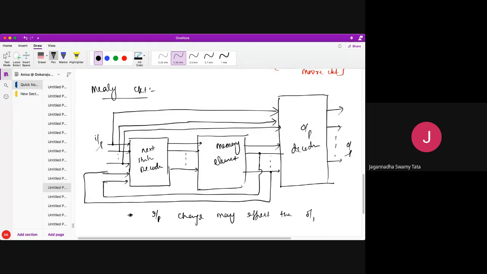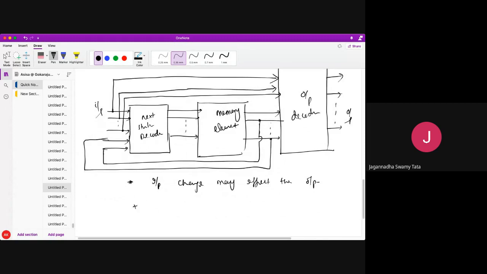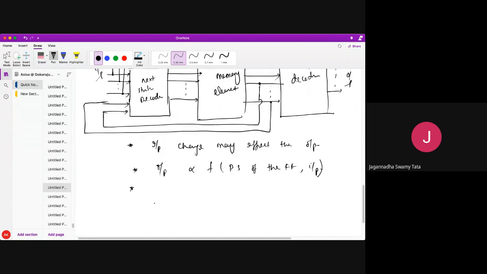Okay, and next, what is that? The output depends upon both the present state of the flip-flop and on the input as well. Output is depending upon the present state of the flip-flop as well as the input you have seen, because input is fed back to this output decoder. Okay, next, the number of states required for implementing a function is less. We'll see about all this, don't worry. I'll tell you more about this point later on.